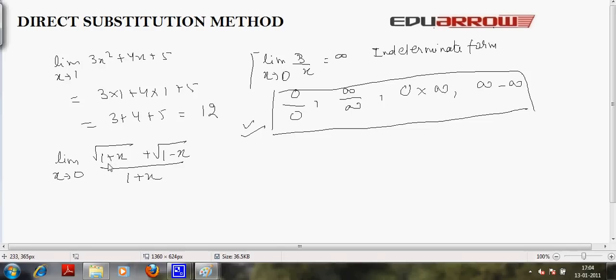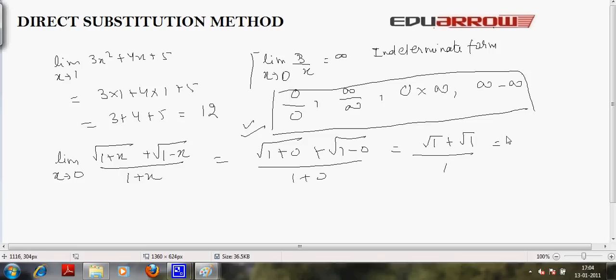After applying the limit, no indeterminate form is formed. If we apply the limit, we will get square root of 1 plus 0 plus square root of 1 minus 0, divided by 1 plus 0, which is equal to 1 plus 1 over 1, which is equal to 2. So here we get one finite quantity, a real number.